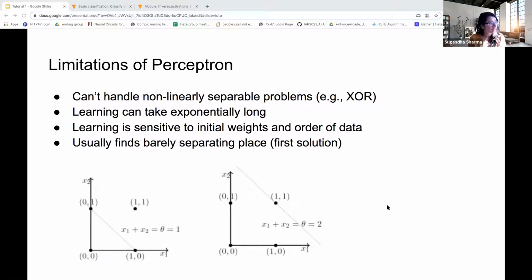Some of the other things are that learning can be sensitive to the initialization of the weights, and also the order of data. The order in which you bring in the input vectors starts to matter, and it might affect the convergence time of the perceptron. It usually finds the first separating plane between the two classes, and once it has found the first separating plane, it wouldn't fine tune that plane further.